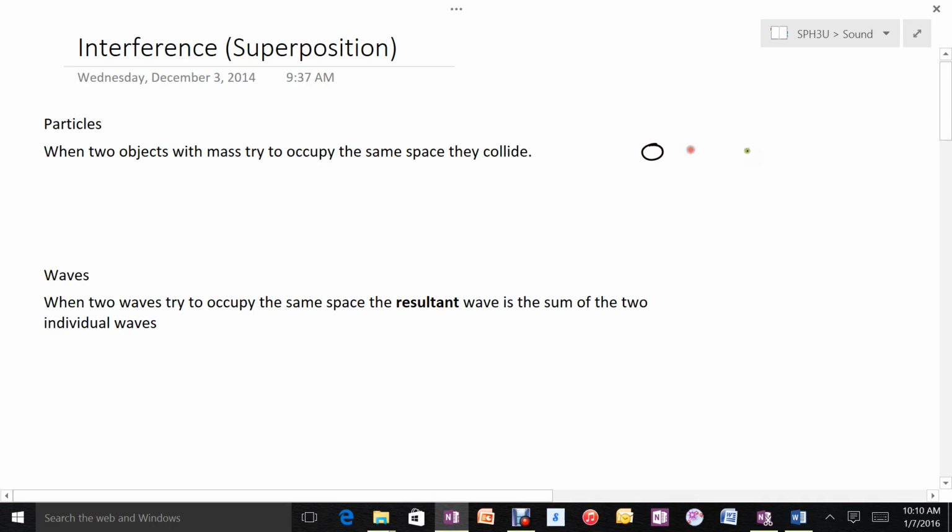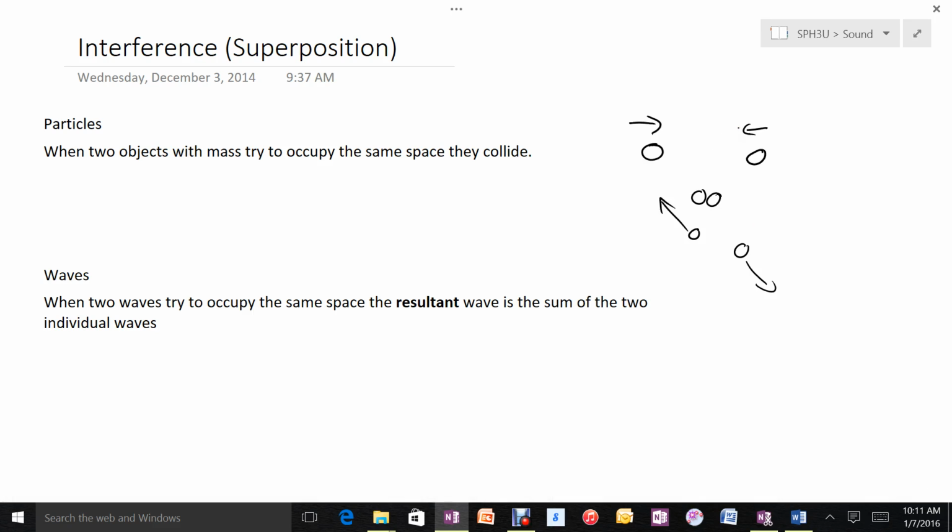If we have two billiard ball-like particles that are coming towards each other, when they collide, one will bounce off in one direction, one will bounce off the other direction. And later we'll learn about the law of conservation of momentum that applies if these two objects collide with one another. This is completely different from what happens with waves.